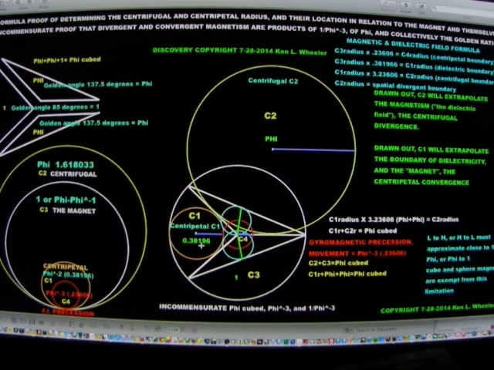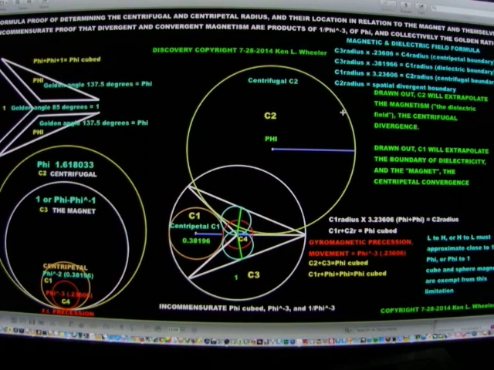You multiply your C1 radius times whatever that is, times 3.23606. All of this is an absolutely incommensurate system. This is the golden angle. You can do a Google search on 137.5077 degrees. And one is also the golden angle of 85 degrees. So you have your incommensurate circles of divergent centrifugal magnetism, the magnet itself, whatever that is. You can take any size of the magnet. You're able to extrapolate from that using my formula that I came up with.